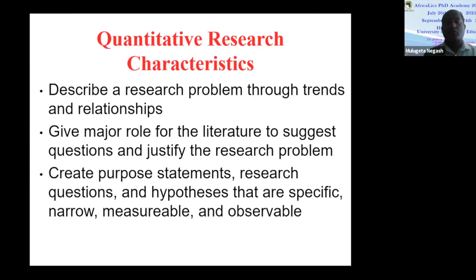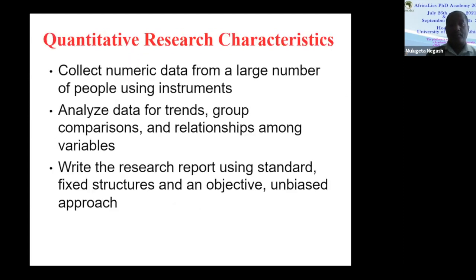We also need to be very clear about the difference between quantitative research characteristics and qualitative research characteristics. The first one is quantitative research characteristics. This research is done to describe a research problem through trends and relationships, and it gives a major role to the literature to suggest questions and justify research problems. This creates a purpose statement, research questions and hypotheses that are specific, narrow, measurable, and observable, and that can be inferred to the general population.